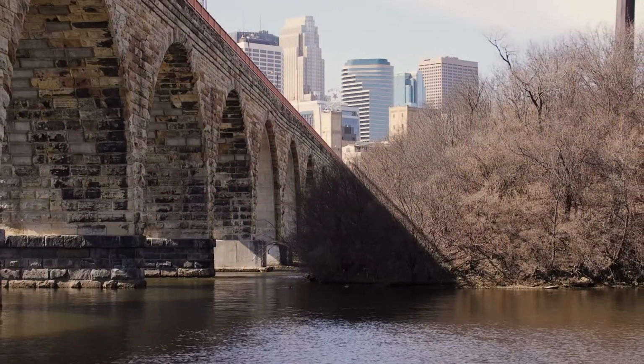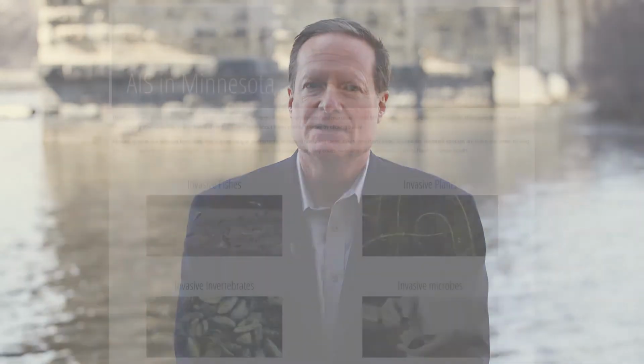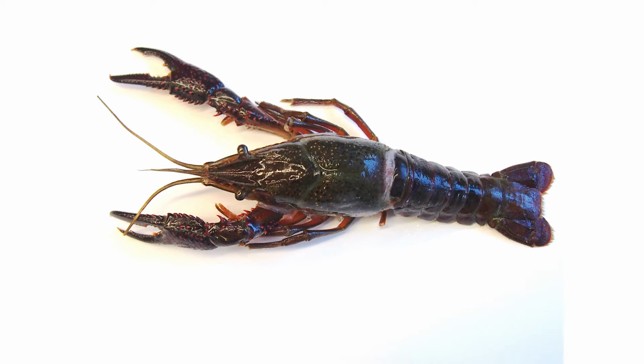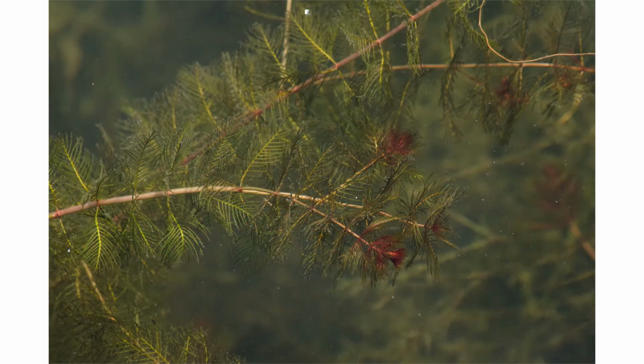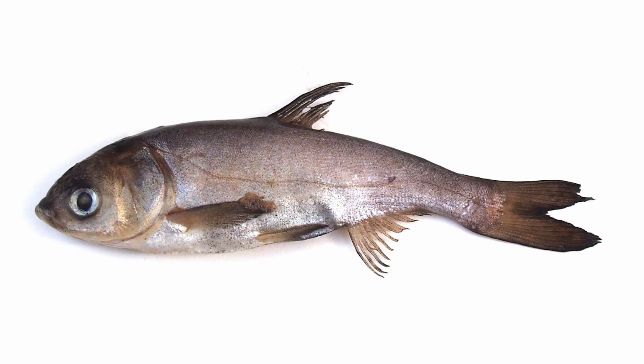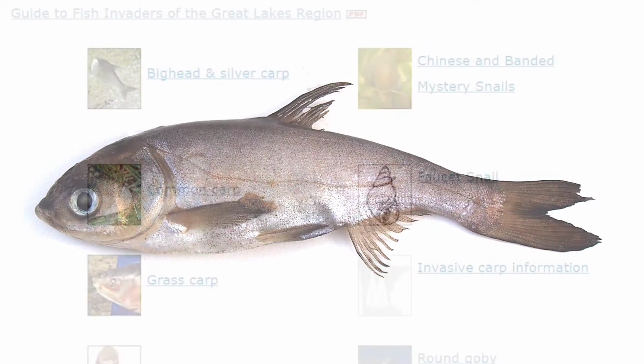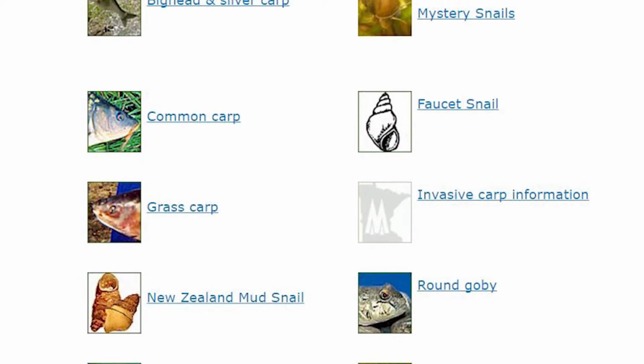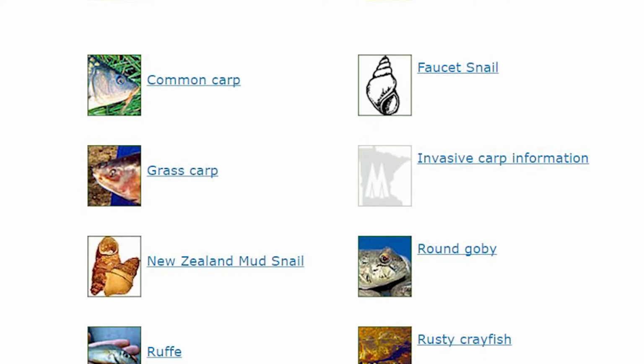One of Minnesota's most valued resources are our lakes, rivers, and streams. But those waters are increasingly threatened by aquatic invasive species, living things that are not native to our state. Aquatic invasive species include fishes, plants, invertebrates, and microbes, and can harm our health, environment, and our economy. The University of Minnesota's Aquatic Invasive Species Research Center has identified roughly 36 such species.